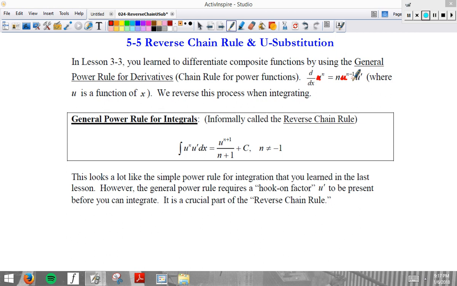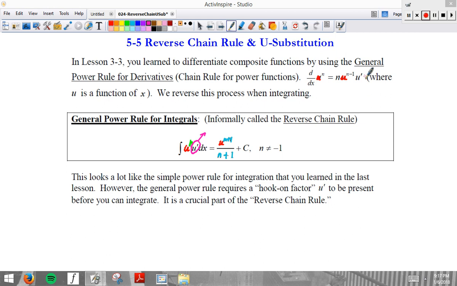So what we need over here is this part. We would have u to some power n, and that would be the same u over here, and now it would just be one more. This should look very much like what you were doing in 5-4, but the main interest for us when we're doing the general power rule, when we're doing the reverse chain rule, is that that guy just kind of disappears.